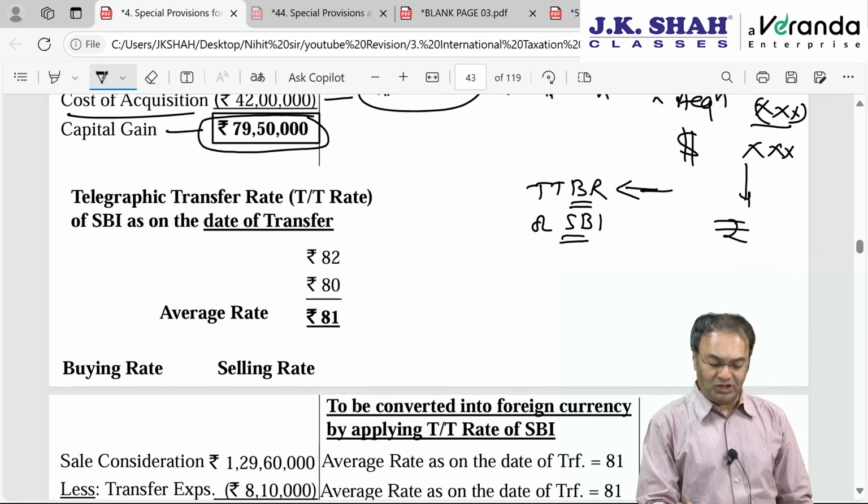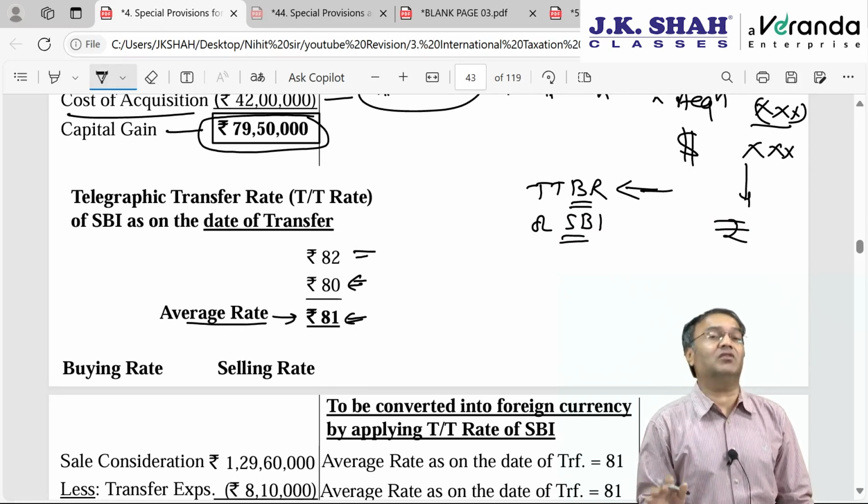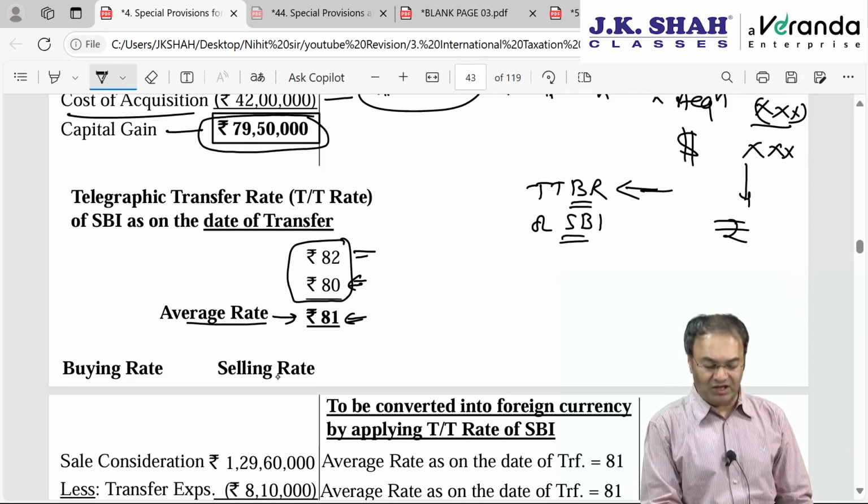So suppose any three rates are given to you. One is 82, buying rate, selling rate and average rate. 82 is one of them, 80 is one of them, 81 is automatically average rate. 82 plus 80 divided by 2, average rate will be 81. Okay, understood. But out of these two rates, which one is buying rate, which one is selling rate?